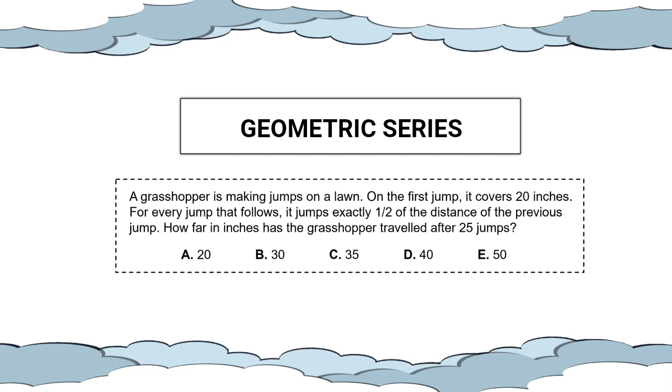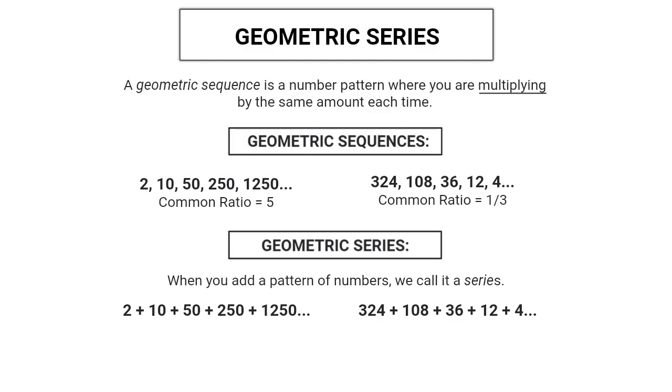And so at this point, you can stop the video and try to solve the problem on your own. Or you can keep going and we'll get into solving the problem. So a sequence is just a pattern of numbers. And when you're multiplying by the same amount each time, we call it a geometric sequence. The number that you're multiplying by each time, we call the common ratio.